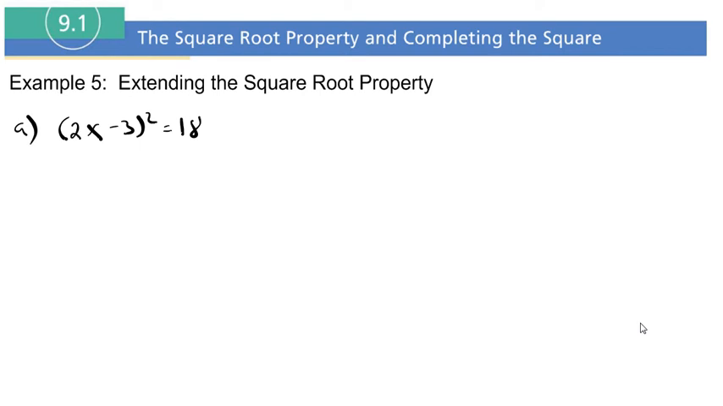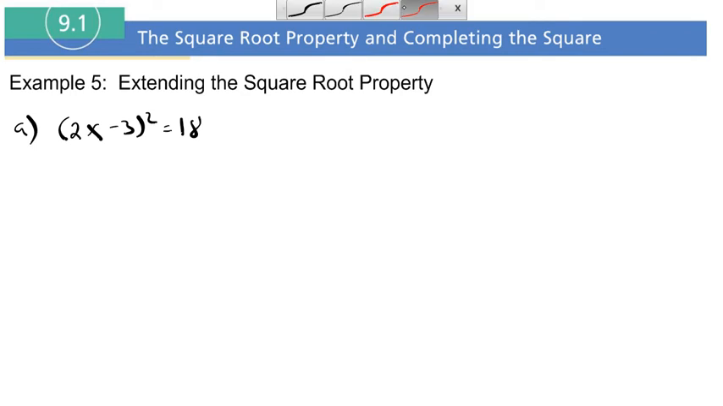Let's go ahead and continue with extending the square root property. It's got a little bit of crustiness in there, but nothing too hard that we can't handle. All right, so let's see. We have the quantity 2x minus 3 squared equals 18. We want to go ahead and solve for x.